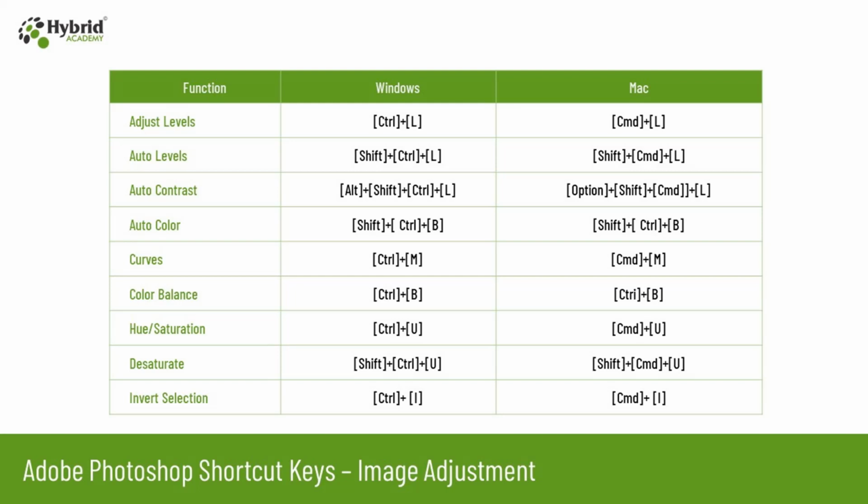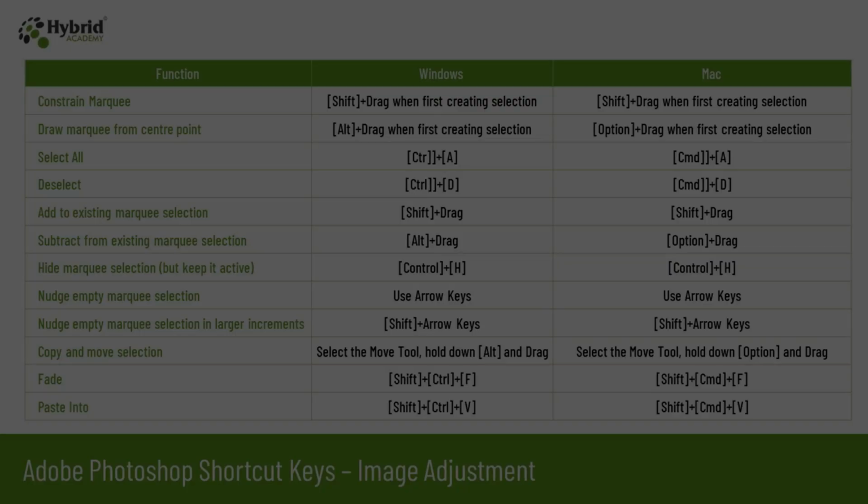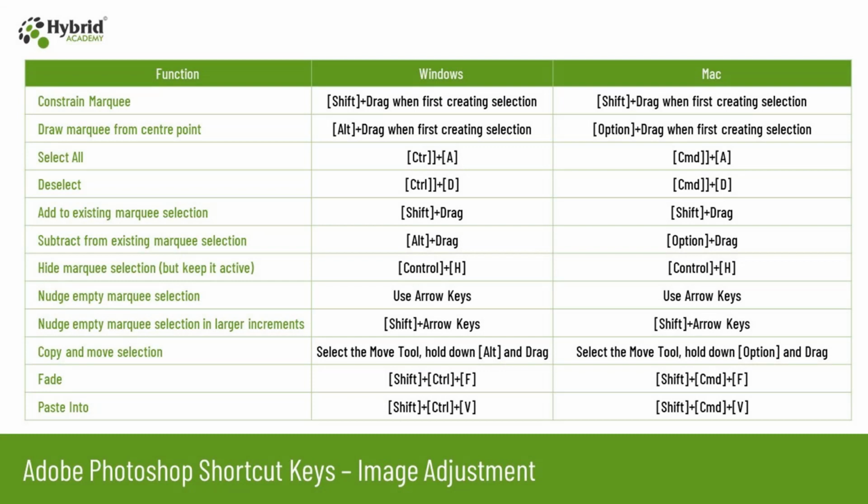So the first slide shows the shortcut keys related to image adjustment, and along with that are the shortcut keys for Windows and Mac. We will review all these options in detail in further sessions. These are also some more shortcut keys related to image adjustments. All these would be available in the description box. You can download them slide by slide for your reference.